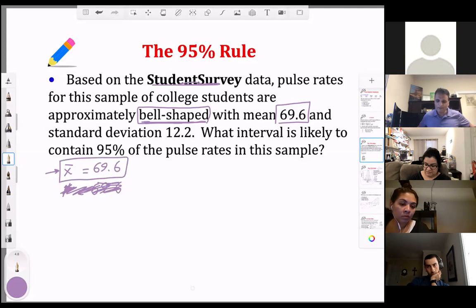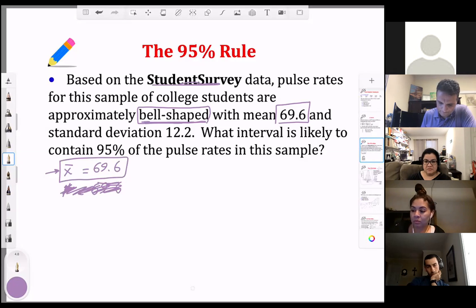And the standard deviation is 12.2. Good. And we have S equal to 12.2. What interval is likely to contain 95% of the pulse rates in this sample? What is the interval?